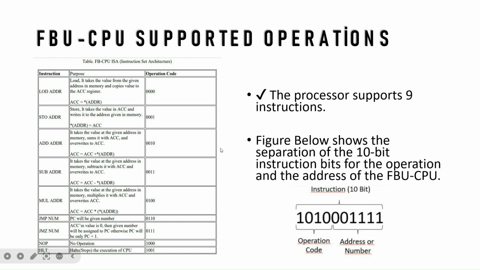Fbu CPU supported operations: the processor supports 9 instructions. The figure below shows the separation of the 10-bit instruction into the operation bits and the address bits of the Fbu CPU.